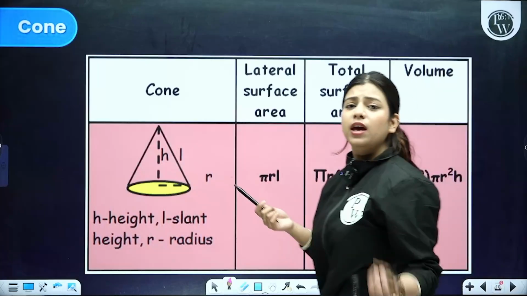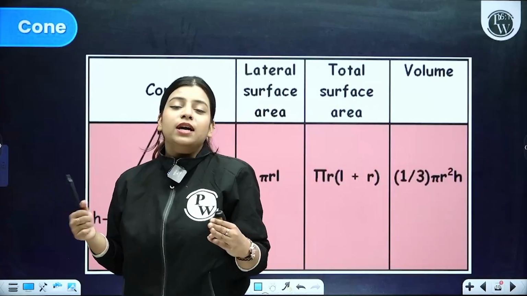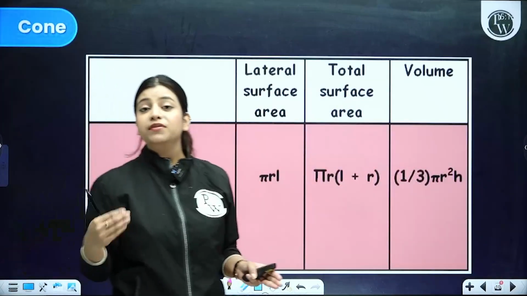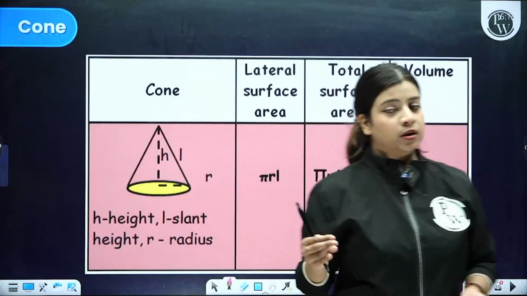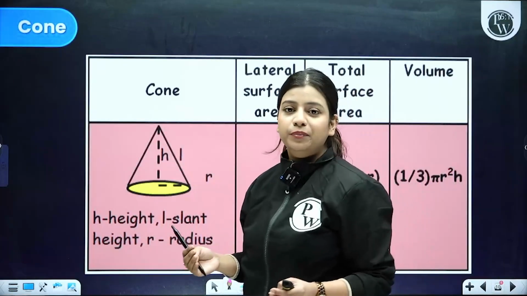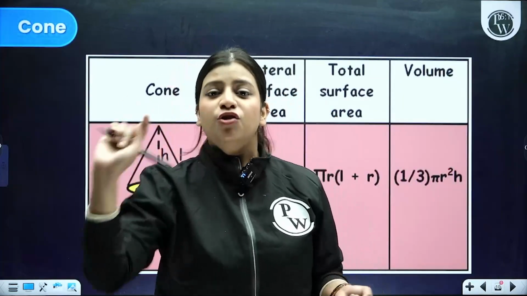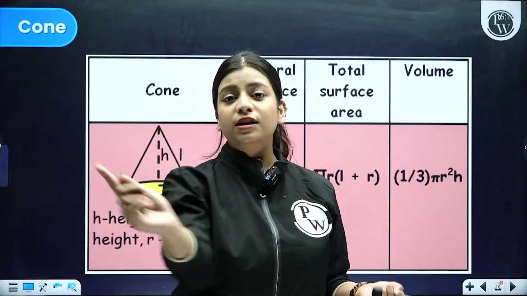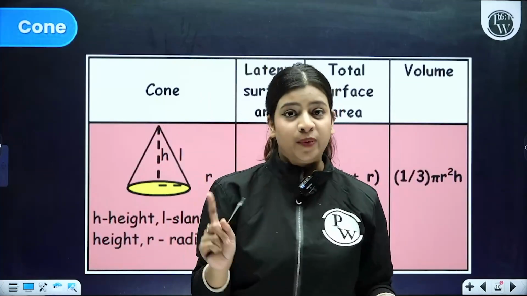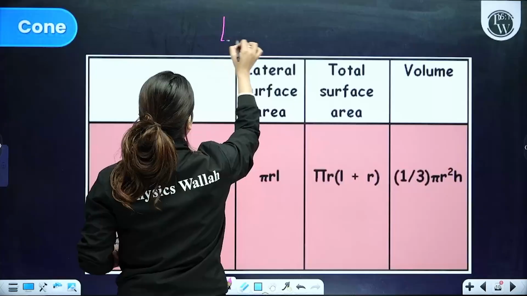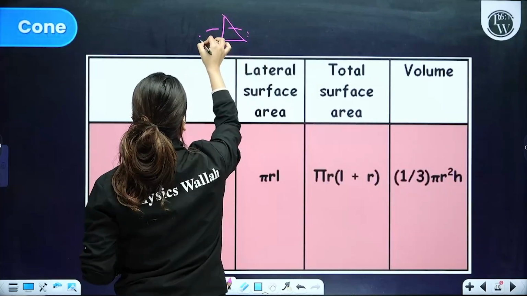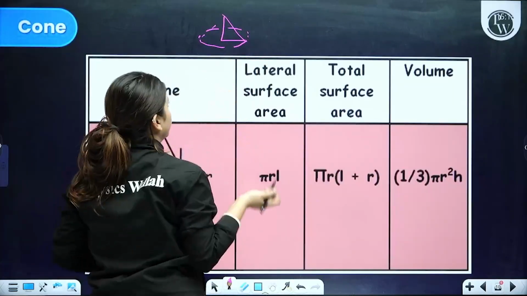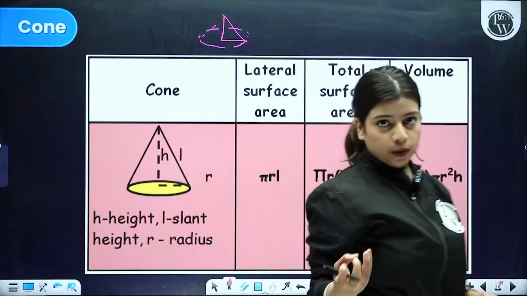Now for cone, there are three different things. As we know, whenever we refer to cone, people, we always refer to a right circular cone. Now what does that right circular cone mean? Imagine a right angle triangle, rotate it 360 degrees, and it will form a cone, right? So the shape which I will get is a cone.